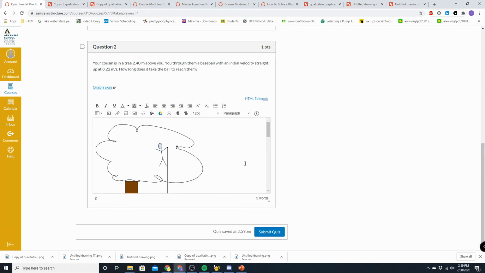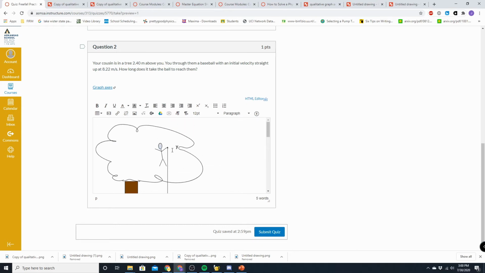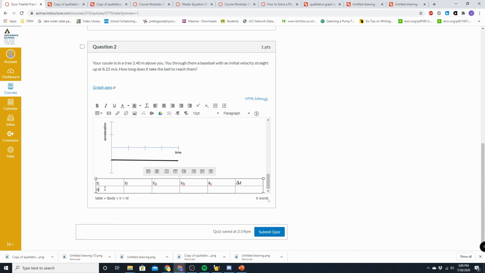And we need to think about which of these values we know. Well, we know that we called our hand 0 for y, and where our cousin's hand is 2.4 meters, and that's where it's starting and where it's ending. So in these cases, we do know the initial and the final positions. How fast is it at the start? Well, we do know that. That's the initial velocity that we gave it. And since it's moving upward, it's a positive value.